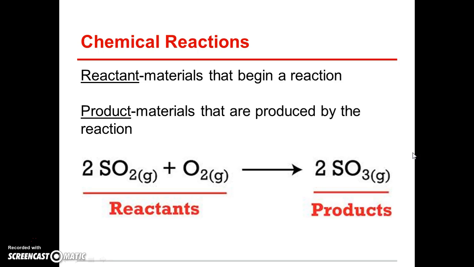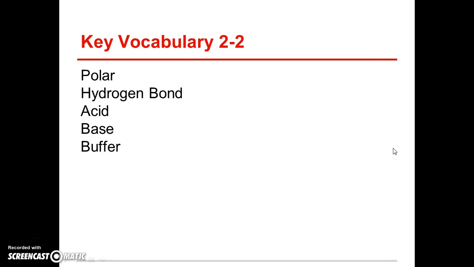And that is, oh no, we are continuing this. I forgot. So we're going to go into section 2-2 in your book. This is still segment 1. Vocabulary flashcard opportunities will be the words polar, hydrogen bond, acid, base, and buffer.